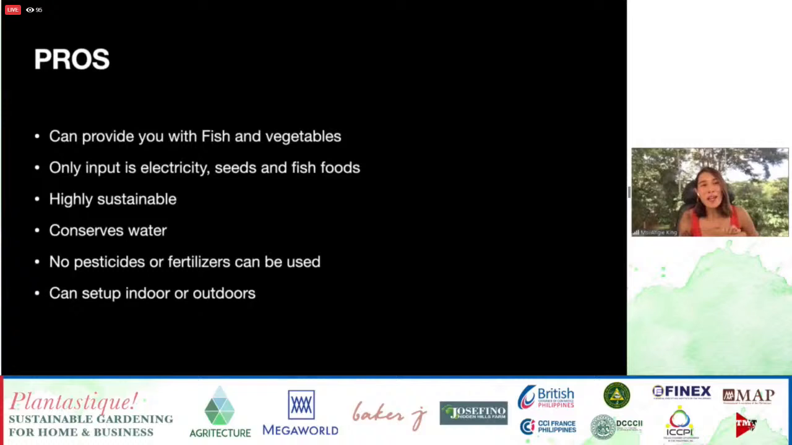So some of the pros of the aquaponic system is it can provide you with both fish and vegetables. Siyempre, not everyone just wants to eat vegetables. Some people do still like meat. And this would be a good alternative because you can grow different types of fish. And obviously the most basic fish are like the tilapias and the sea bass and some of the shellfish.